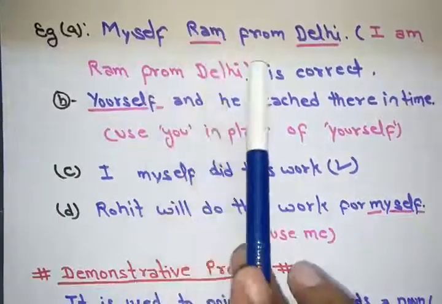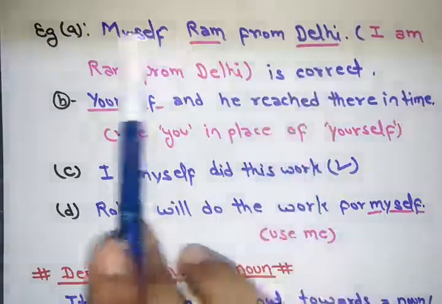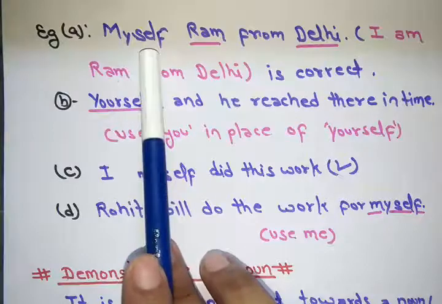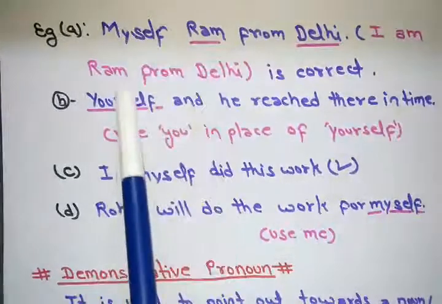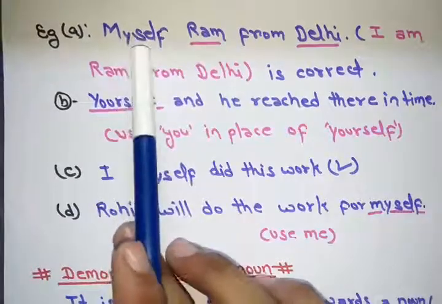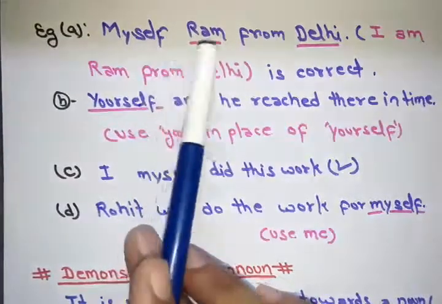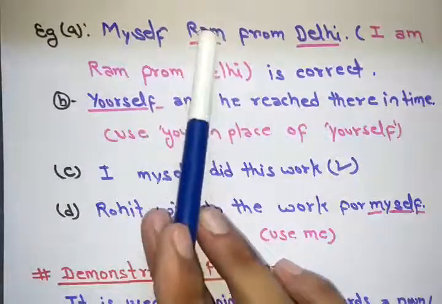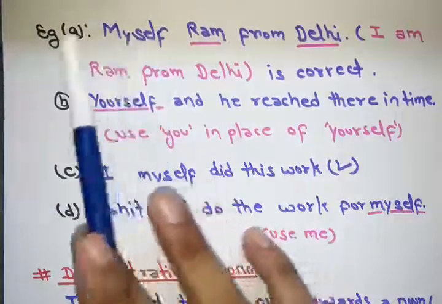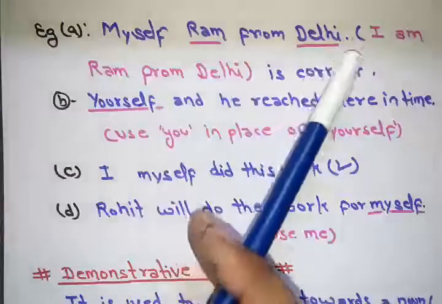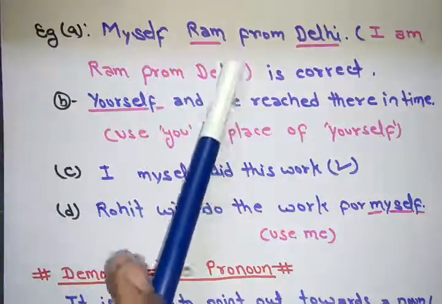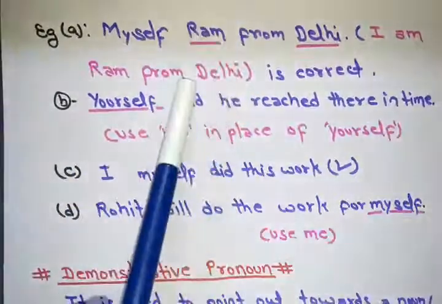Myself Ram from Delhi. So it shows that myself, as I said earlier, is wrong because we can't use it as a subject of a sentence unless a noun comes before it, so it's not correct. Its correct format is I am Ram from Delhi, so it is the correct statement.